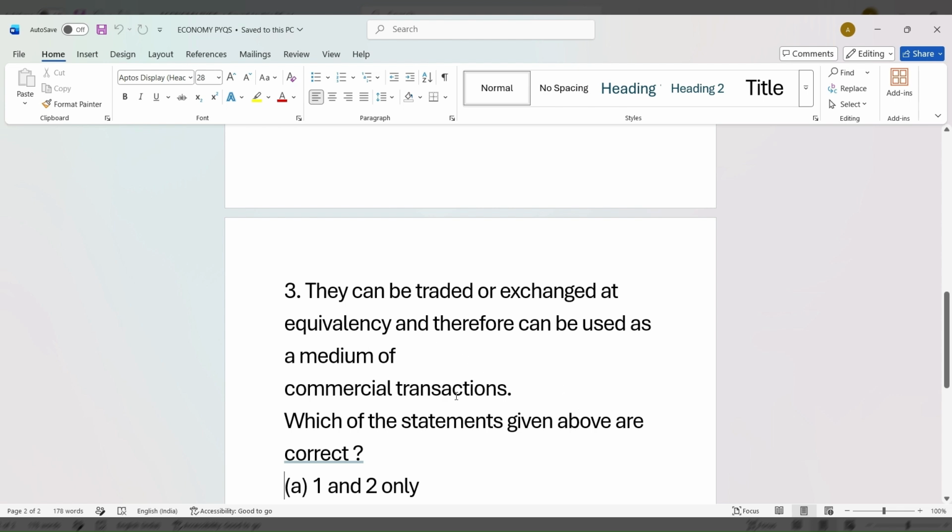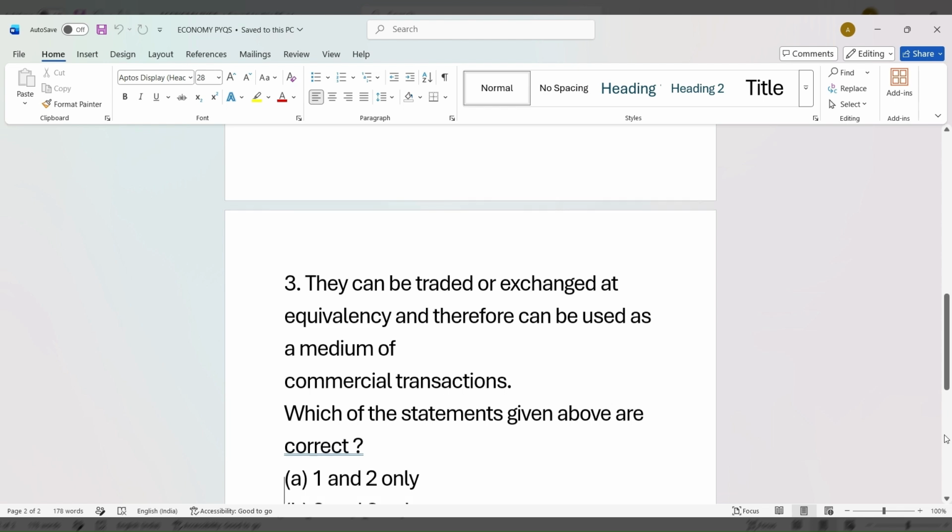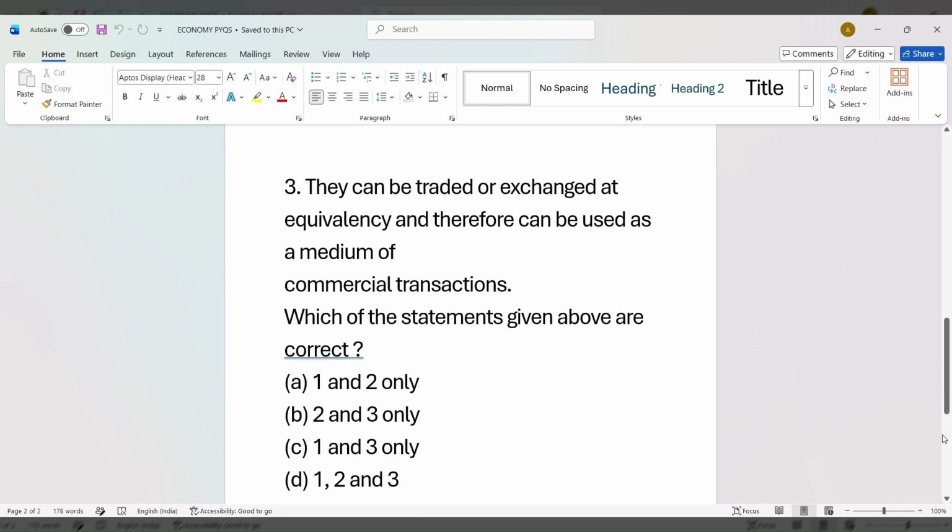All right, which of the statements given above are correct? So accordingly, options 1 and 2 will be correct. So the correct answer is option A, 1 and 2 only.